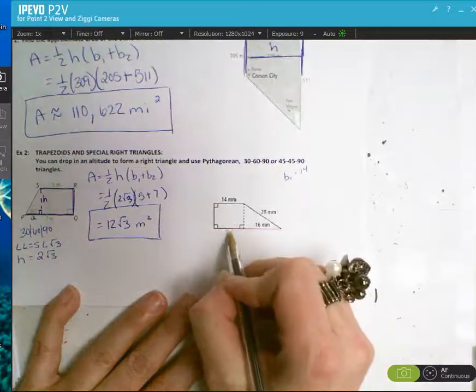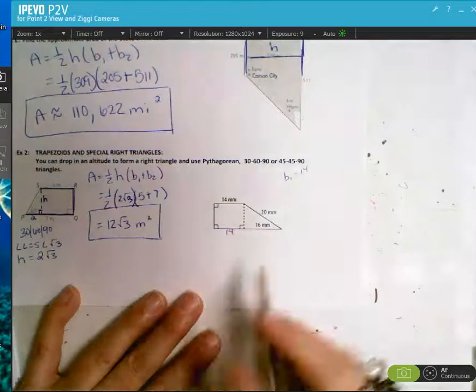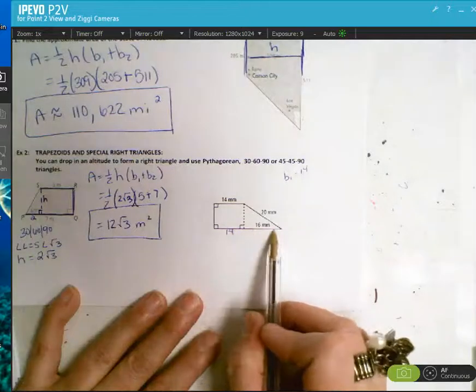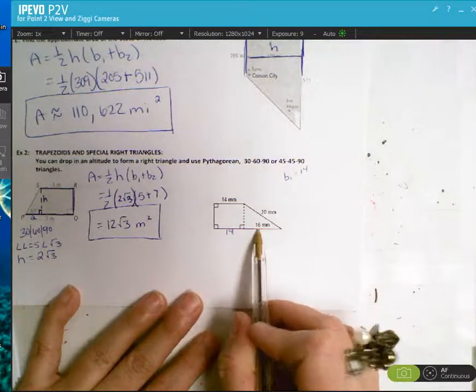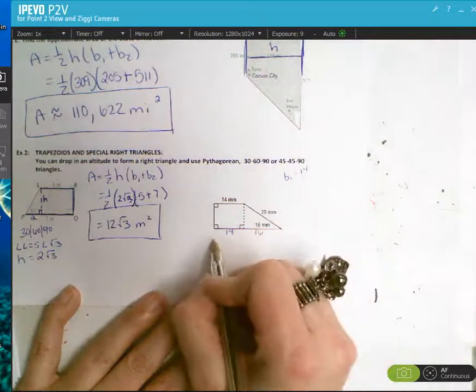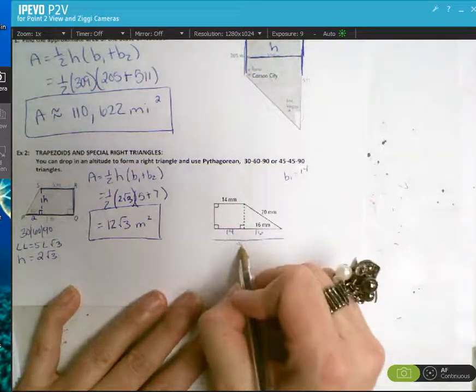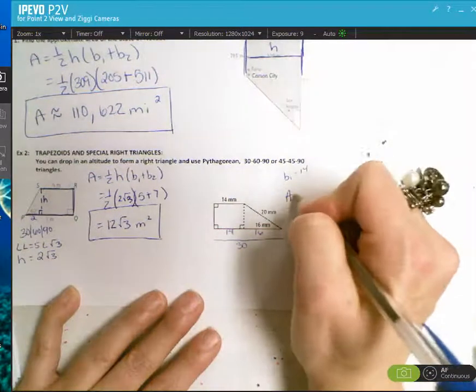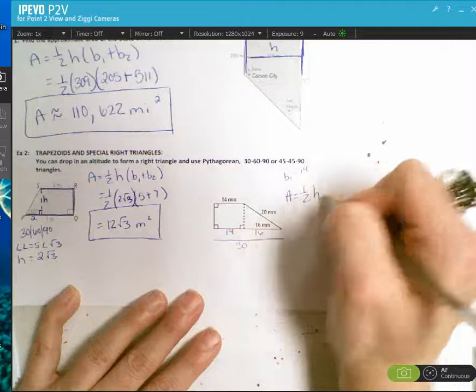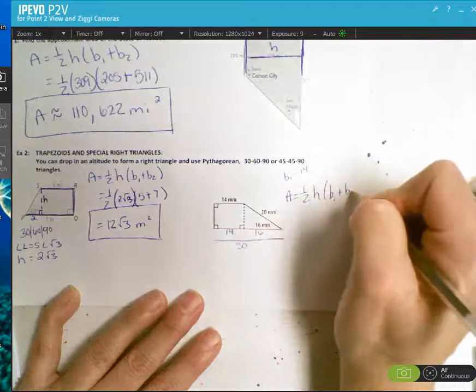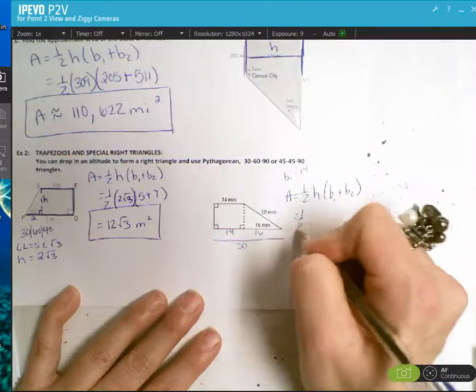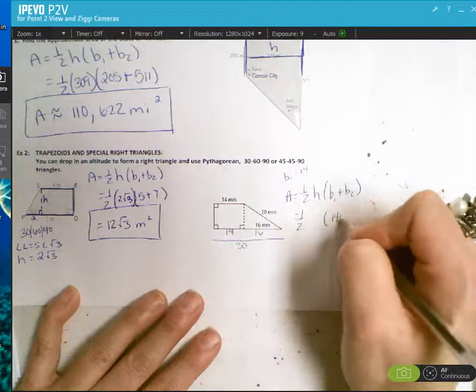This is 14. And this is a piece I need to figure out. Oh wait, they gave it to me. It's just hiding inside. So that's 16. So my other base, the whole thing, is 14 plus 16, which is 30. So area equals 1/2 height times base 1 plus base 2. So I'm going to substitute in the pieces I know right now. I know 14 plus 30.